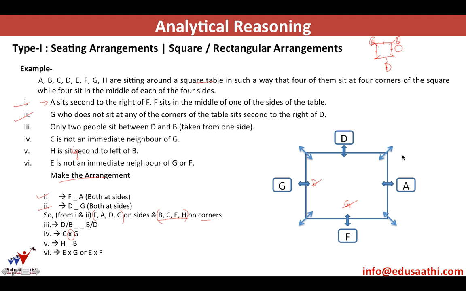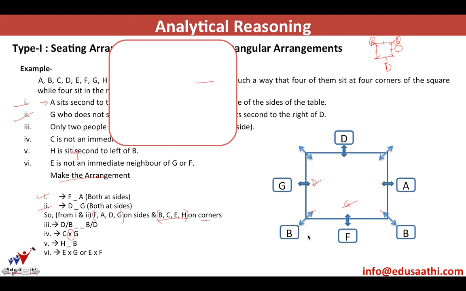Now we have to place corners. Now it's given that between D and B there are two people sitting. So if D is over here, these two people that are sitting between D and B could be these two or these two. So B can come over here or here. So now what to do in such cases when there are two possible options to plug in a clue? We will make two cases. We can have B over here or B over here.